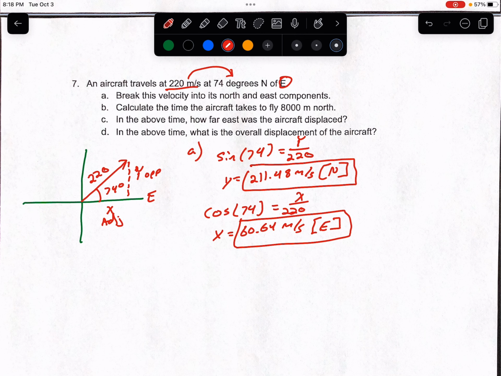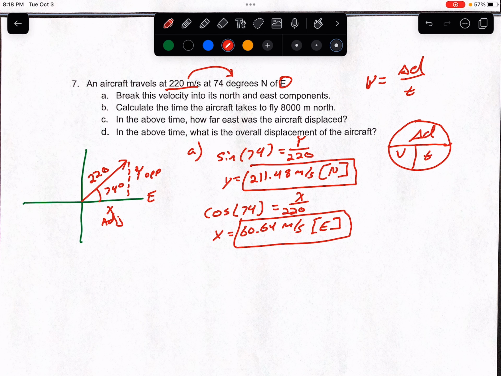So part B says calculate the time the aircraft takes to fly 8,000 meters north. What I've been saying in class is that if you're not doing SOHCAHTOA stuff or Pythagorean theorem, the only other equation that you're going to be using is V equals D over T. I can even do the little circle right here, and we'll give you this on the test. So V equals D over T.